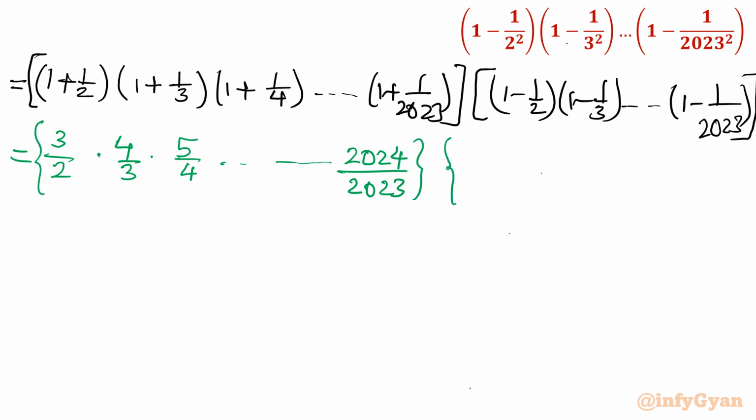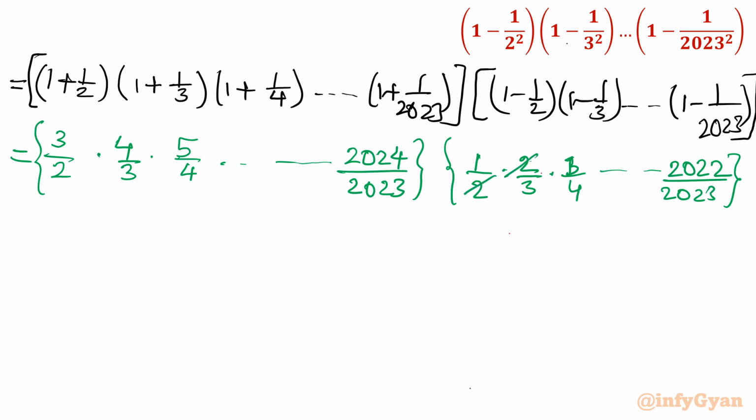Now come to the second: 2 minus 1 over 2, so 2 minus 1 would be 1, 1 over 2. Second term, 3 minus 1, so it would be 2 over 3. Third term would be 4 minus 1, so 3 over 4, and so on. The last term which I will get would be 2023 minus 1, that is 2022, and the denominator is 2023.